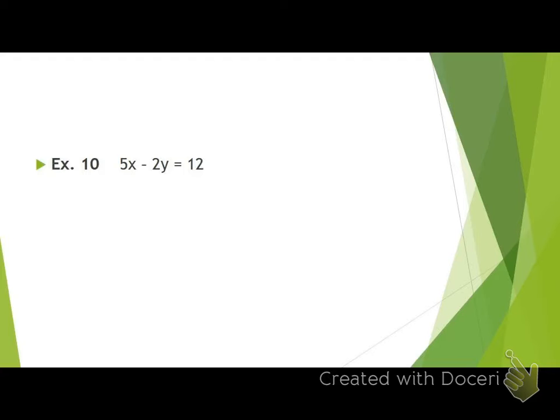What was the first thing that we did on number 10? We should subtract 5x first from both sides. What does that leave me with? Negative 2y equals negative 5x plus 12. Last step. Divide everything by a negative 2.